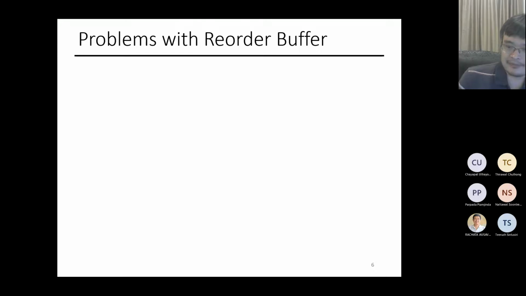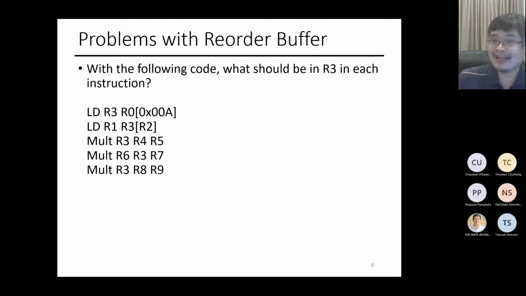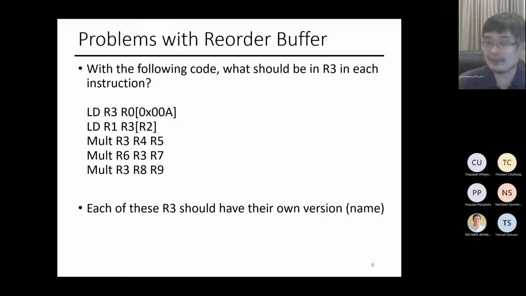But the problem with the reorder buffer is something like this. For example, if you have the following code, there are a lot of modifications to R3. We went through the same example last week, so I'm not going to go through the same thing again. But if you look at this code, a lot of these assembly lines modify R3, and then the line afterward uses the new version of R3. So the key issue is you should now actually have 3 different versions of R3 for this example: the version after the first load, the version after the first multiply, and the version after the third multiply, my bad.